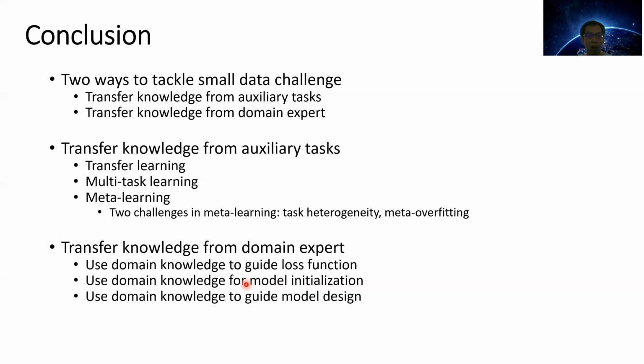Specifically, for the first topic, transferring knowledge from auxiliary tasks, we covered three different methods: transfer learning, multitask learning, and also meta learning. And in meta learning, we also covered two major challenges: task heterogeneity and meta overfitting. Then for the second topic, transferring knowledge from domain experts, we have shown that it's possible to use domain knowledge to guide the design of our loss functions and also the model initialization. And finally, we have also shown that it's possible to use domain knowledge to guide the design of model architectures.